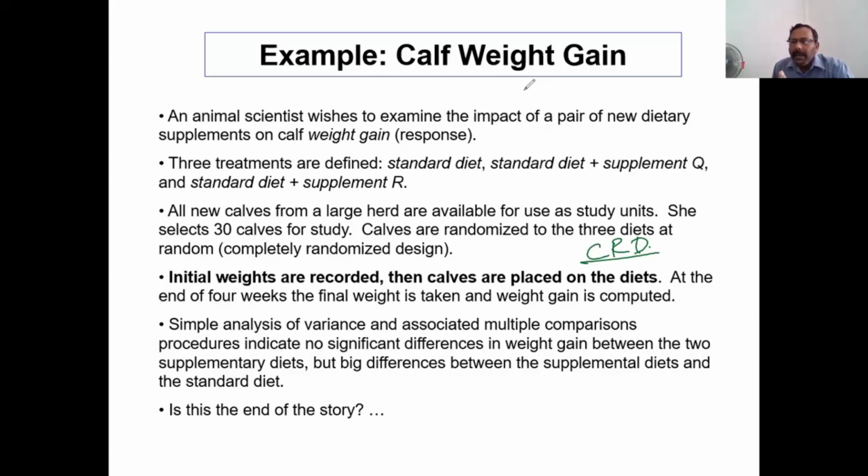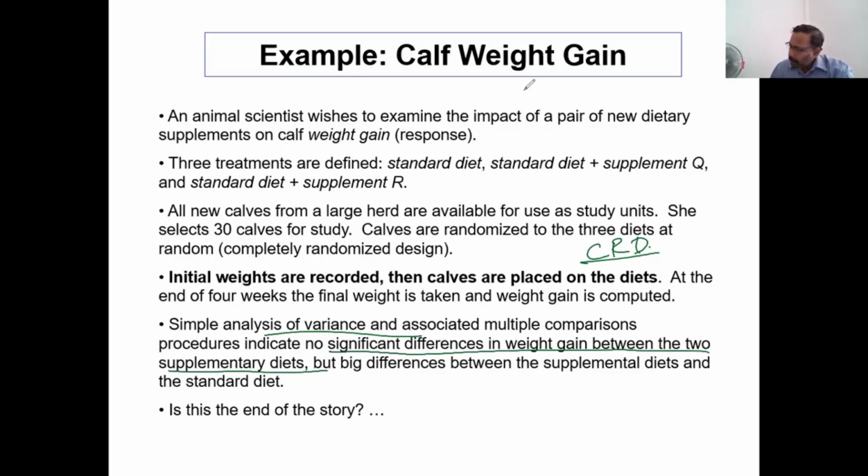If we are not considering anything else, only the final weight, the simple analysis of variance associated with a multiple comparison procedure, you will learn about the comparison later on. The mean comparison indicates no significant difference in the weight gain between the two supplementary diets. So what the result is, actually, we are doing a CRD. After doing CRD, maybe today or tomorrow we will talk about mean separation.